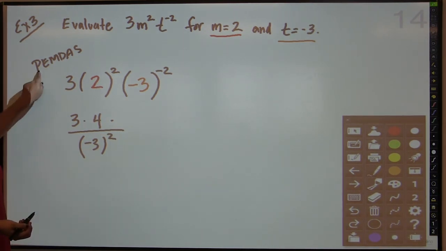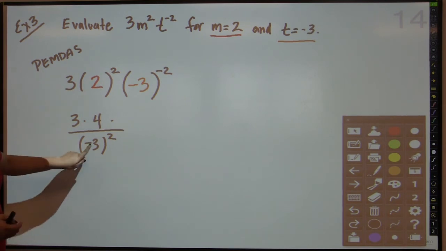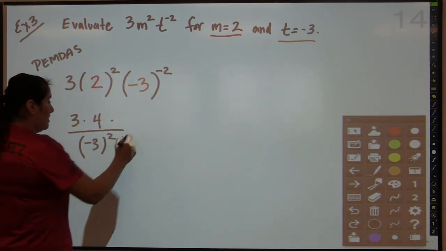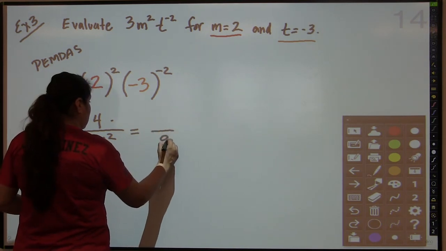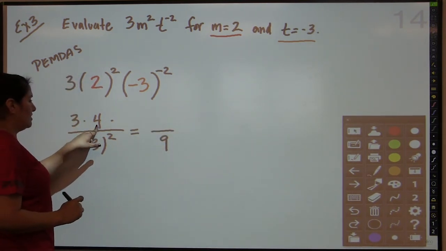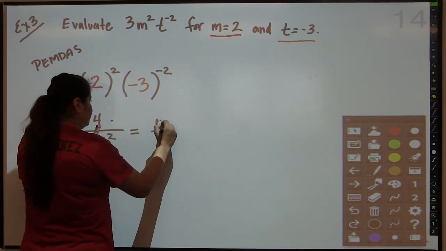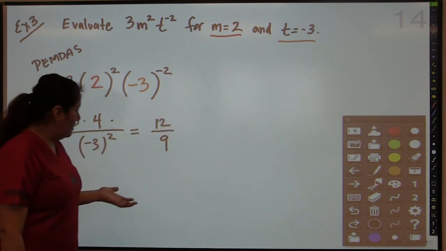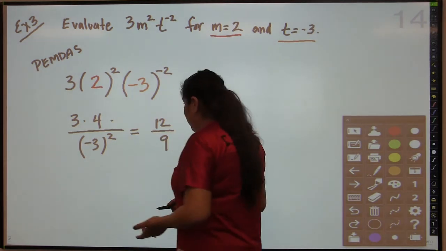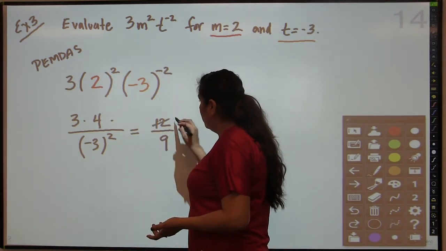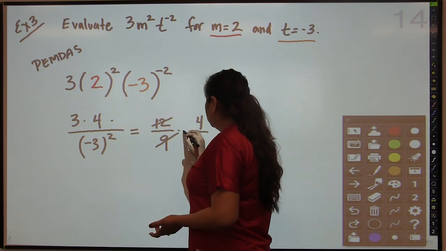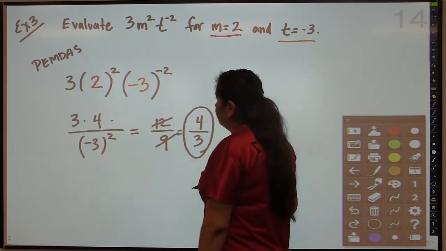And so again, PEMDAS tells me to do the exponent first. So negative 3 squared means negative 3 times negative 3, which is a positive 9 on the bottom. And 3 times 4 on top is 12. And then you can reduce the fraction, because I'm pretty sure that 3 goes into 12 4 times, and 3 goes into 9 3 times. So our final answer is 4/3.